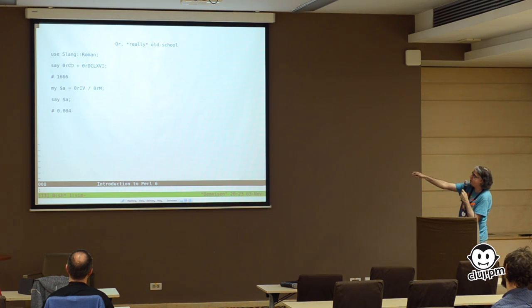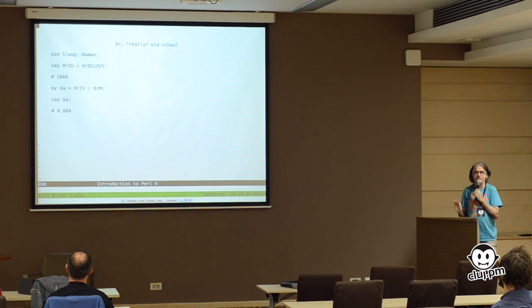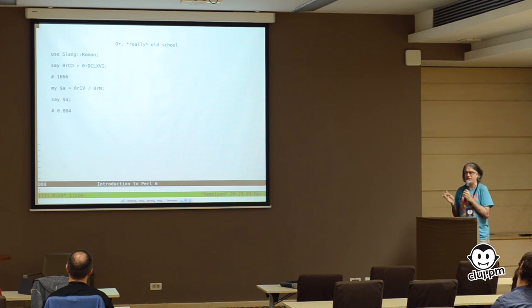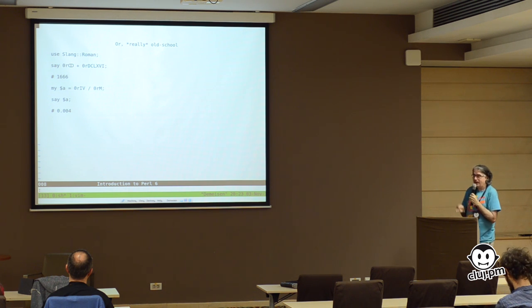Now, of course, division also works as well. Try to do that in actual Roman numerals and you'll go insane. I know, I tried. And you'll still get the correct value. I haven't yet implemented any sprintf modifiers or a Roman conversion function. In my copious free time, I'll get around to that at some point.